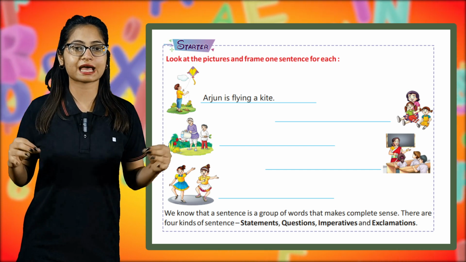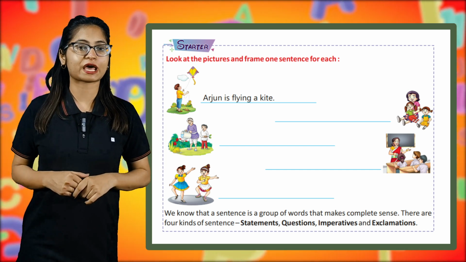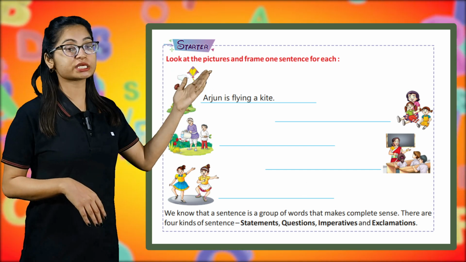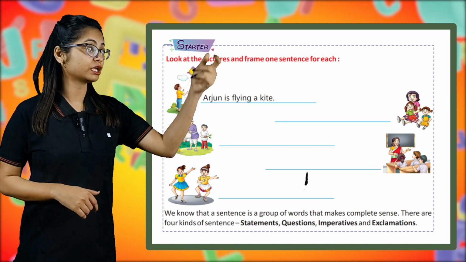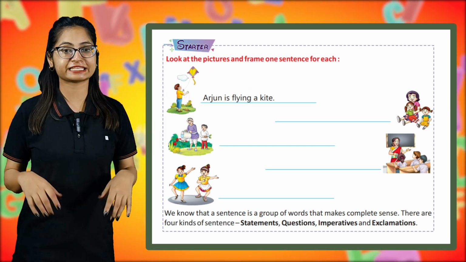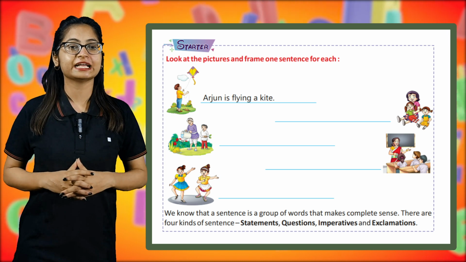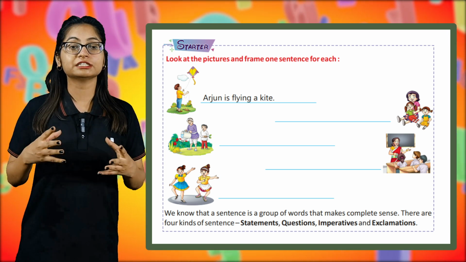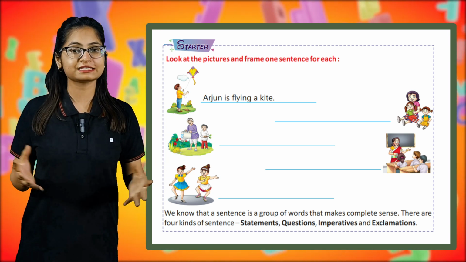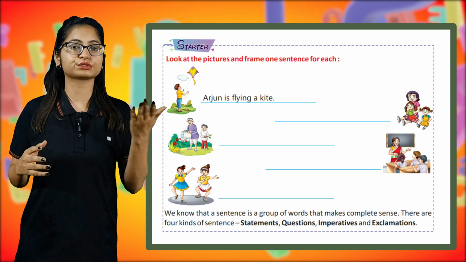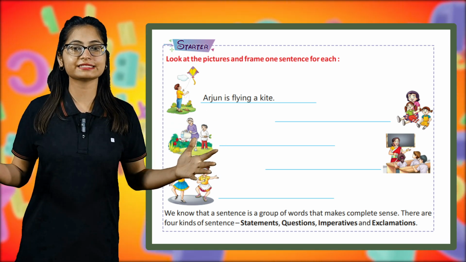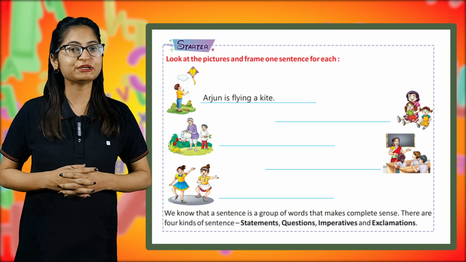The first one is Arjun is flying a kite. In this picture, you can clearly see that Arjun is holding the rope of the kite and he is flying it. Next, you can see the gardener is watering the plant. Next, the teacher is teaching students. Two girls are dancing. That is a beautiful doll.